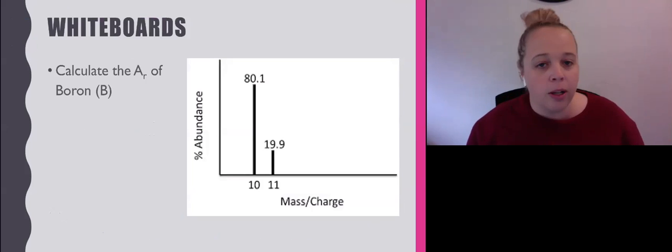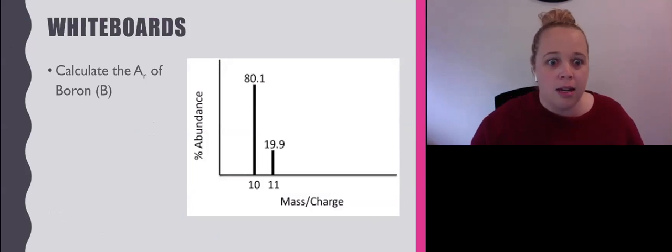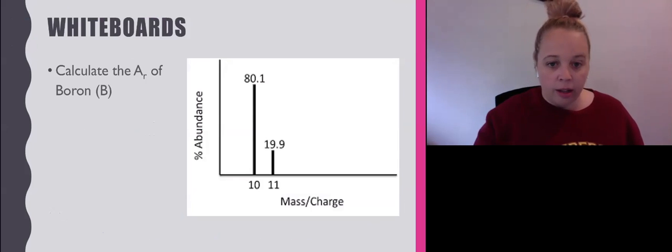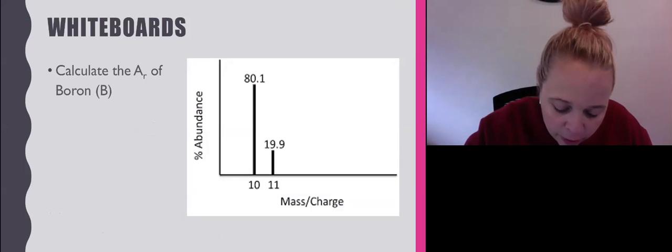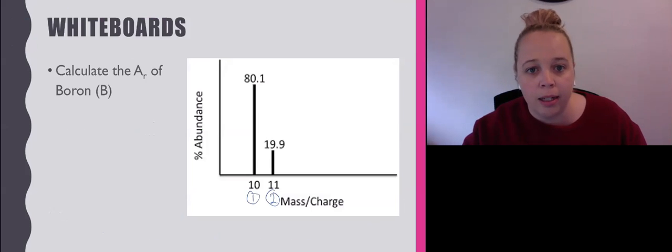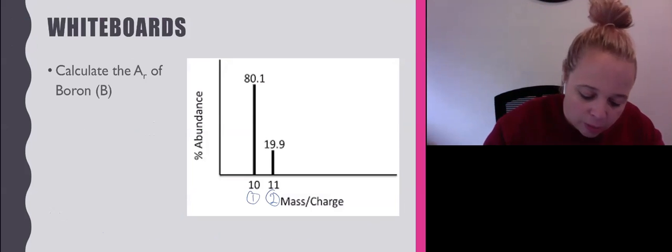So this one here is a bit different. This time I've given you a mass spectra. I want you to pause, think about how you're going to attack this, and then restart in a minute. Okay, how many isotopes do we have? We have 2 isotopes. This here is their mass down the bottom. One is 10, one is 11, and here we have their percentage abundance.